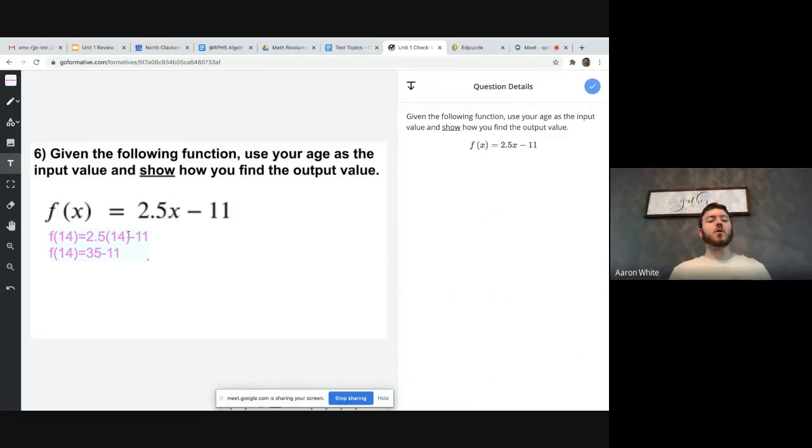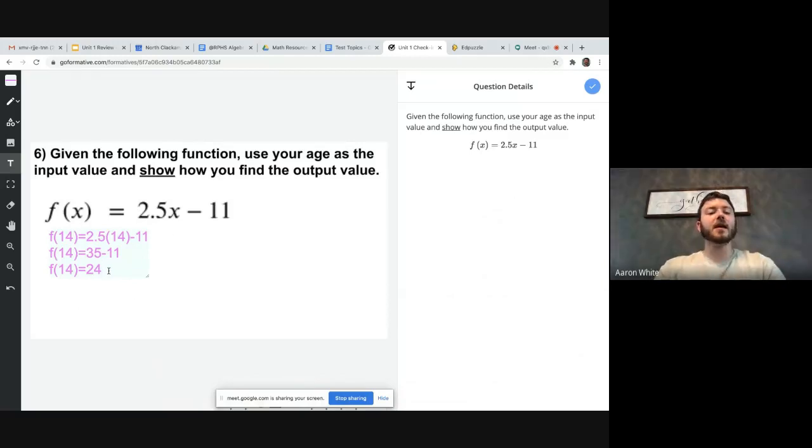And again, we're going to say, well, we can still simplify this. And so again, we still have F of 14. So F of 14 is like our Y value, it's our output. So the output at 14 equals 35 minus 11, and 35 minus 11 is 24. So this is how you would do a problem like this.